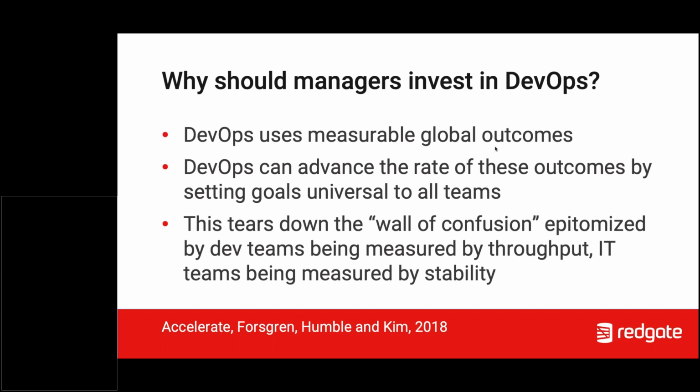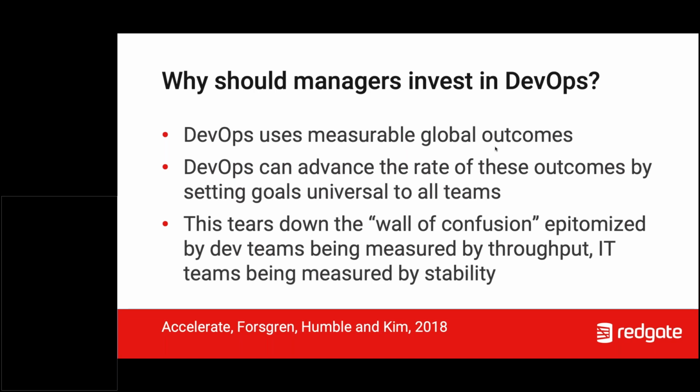Global outcomes are good for managers because essentially what global outcomes mean is we are all judged both on the frequency with which we release, our tempo, as well as the performance of the software. And we are all in it together, supporting the code as well. So we get past the wall of confusion. And on the other side of the wall of confusion is better code quality.